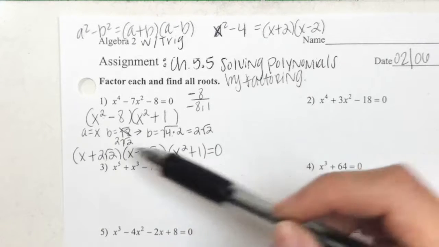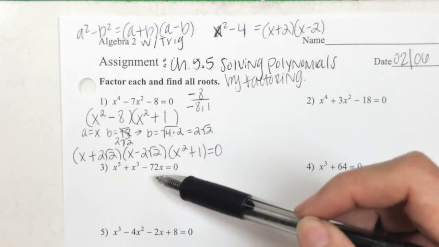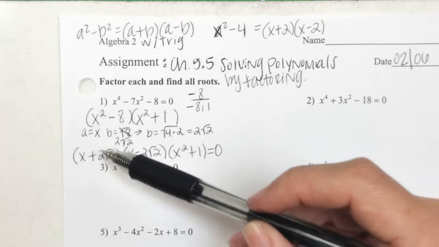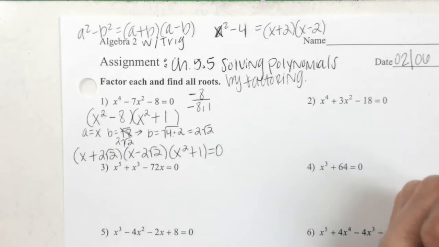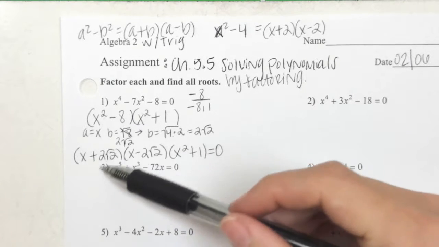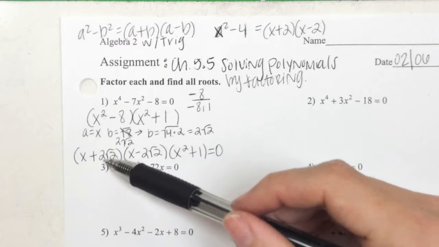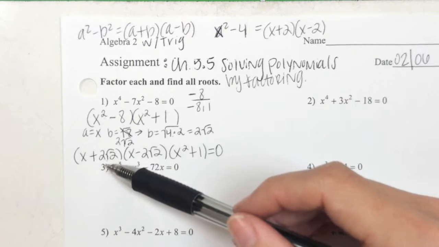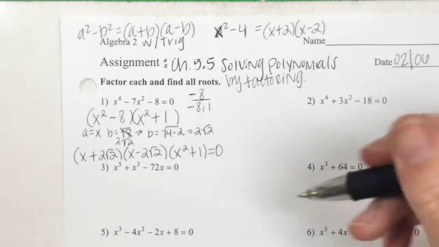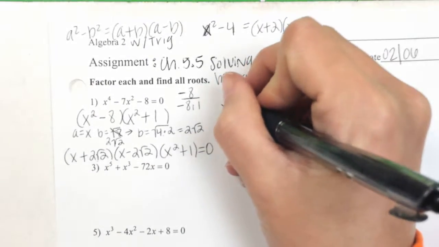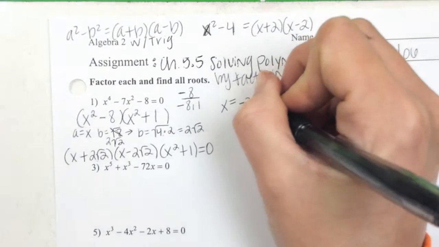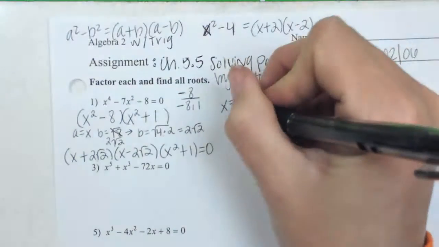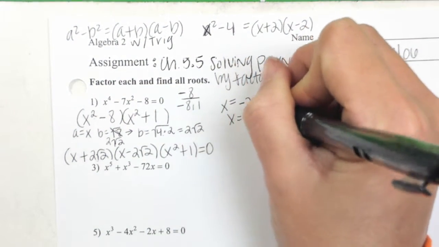Alright, this is fully factored. Now what we're going to do is set these all equal to 0 and solve for x. So these would be easy to solve for because you just change the sign, right? Because if we were to set this equal to 0, we'd have to subtract 2 square root of 2 to get it by itself. So one of our x's is going to be negative 2 square root of 2. Another one's going to be positive 2 square root of 2.